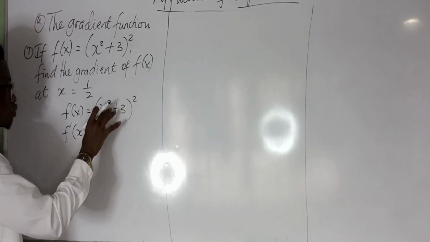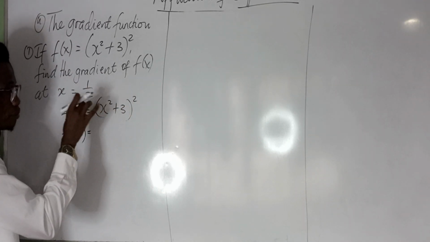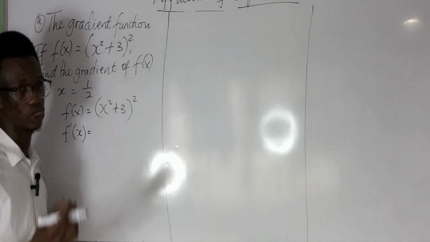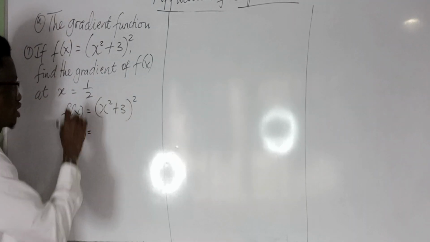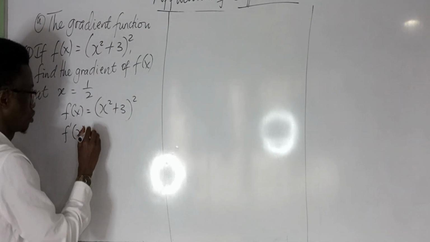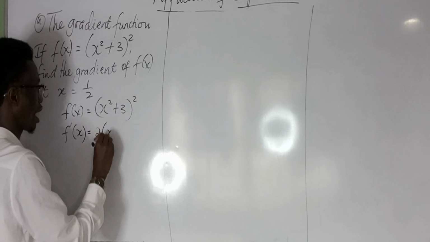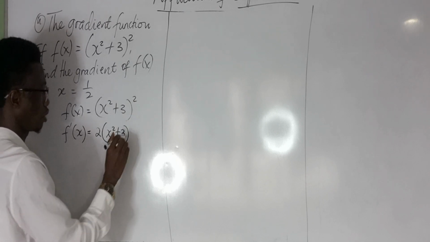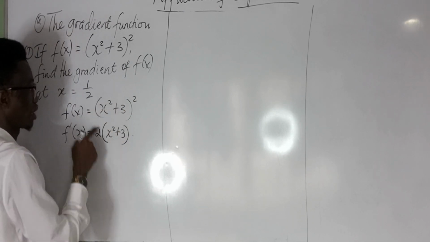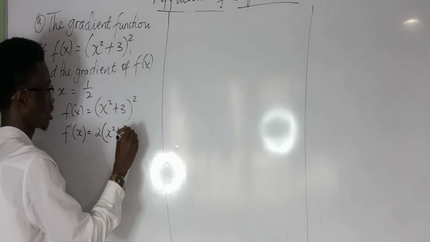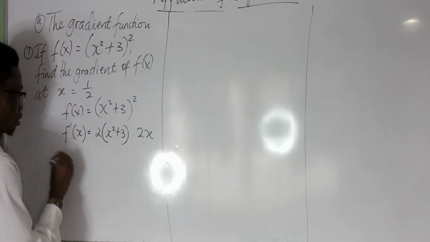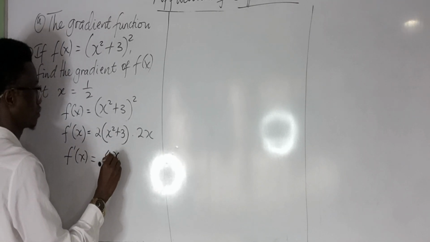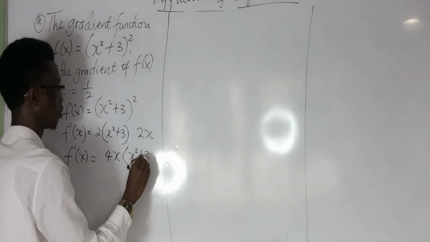So we have to differentiate this one, and we've dealt with how to differentiate functions that are in a bracket and have powers. You can just use the chain rule, okay? To differentiate this one, you multiply by the power, so this becomes 2 into x squared plus 3, then 2 minus 1, which is just 1. Now you differentiate what is inside the bracket. If you differentiate x squared plus 3, that gives you 2x, okay? So f prime of x equals 4x into x squared plus 3.